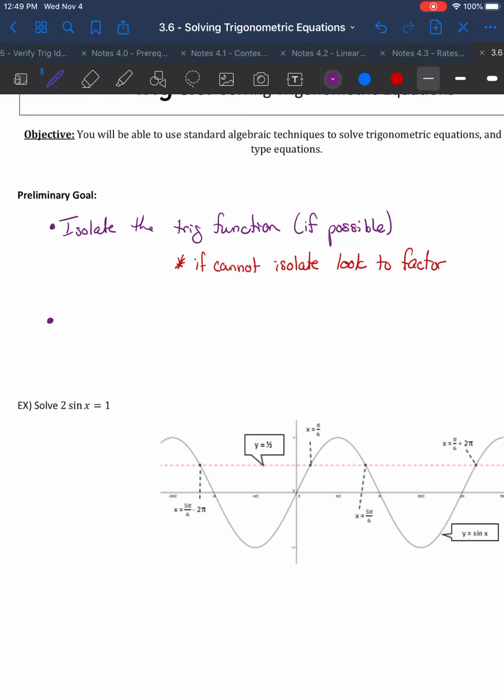Then, once we get our trig function isolated, or after we've factored, if we have to, then we're going to solve for the variable, theta, x, alpha, whatever variable is representing the angle.